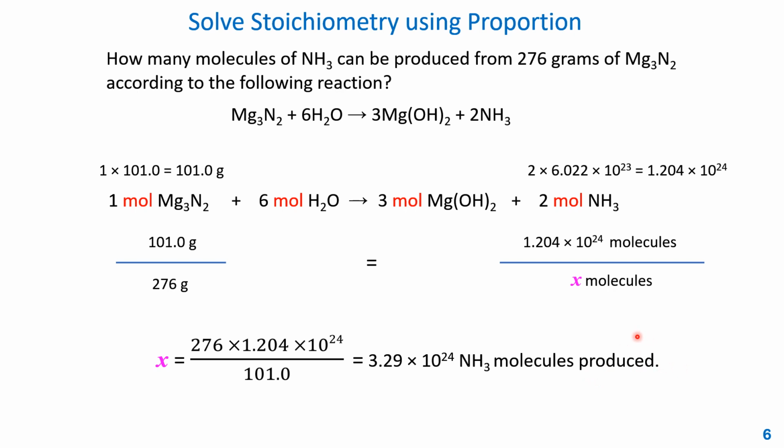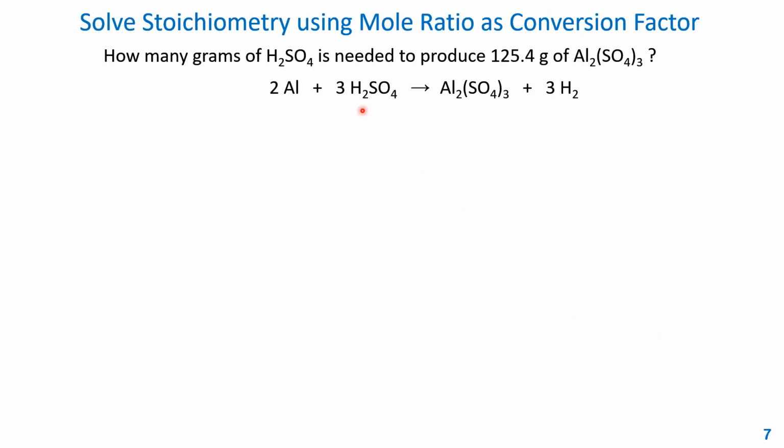Okay, so this is the example calculating the number of molecules. Let's look at another example. The question is: how many grams of sulfuric acid is needed to produce 125.4 grams of aluminum sulfate? This question gives you the mass of the product as a given condition and asks you to calculate the mass of one of the reactants, sulfuric acid.